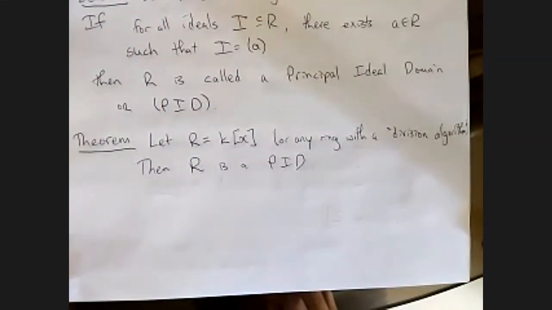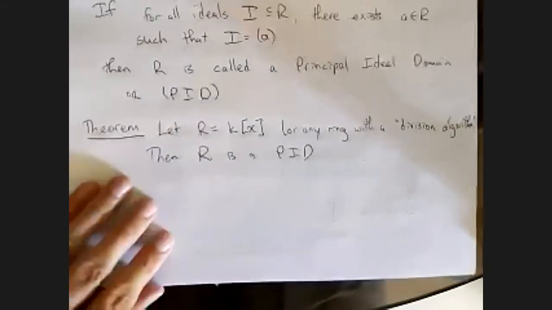And the proof is just to mimic the proof that every ideal in the integers is a principal ideal. But we're just going to skip the proof. The point is that now, if you have an ideal in K[x], there exists a generator for that ideal.